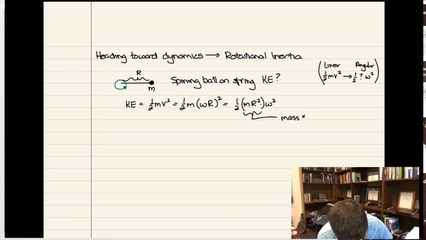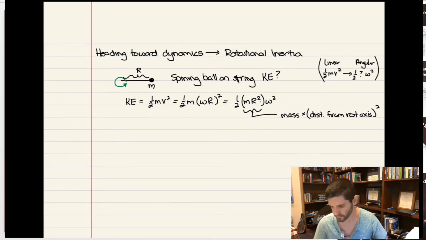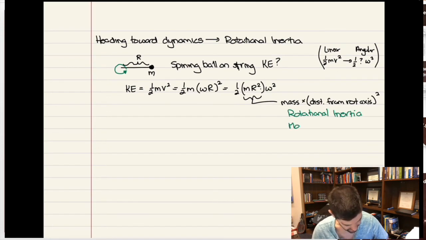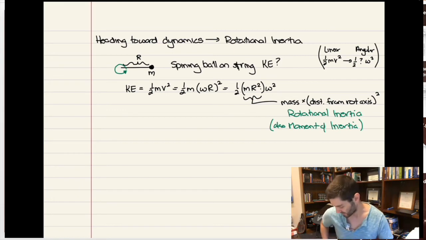Mass times distance from rotation axis squared. We call this the rotational inertia. Also sometimes called a moment of inertia. I think rotational inertia is more telling, and it's also what your book uses. Though I admittedly was brought up calling it moment of inertia, so if I slip, I apologize. But they mean the same thing.